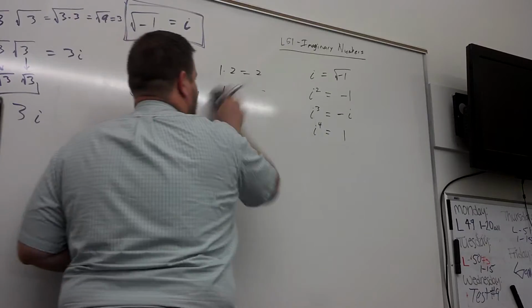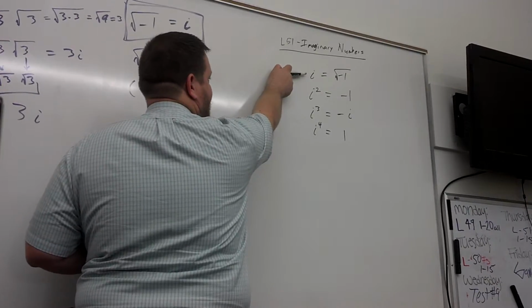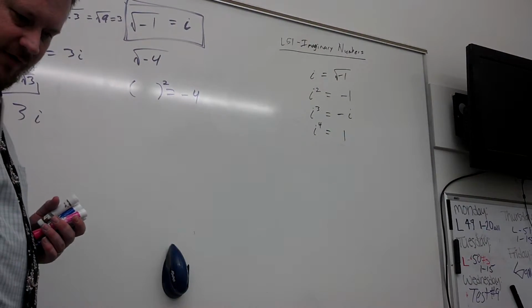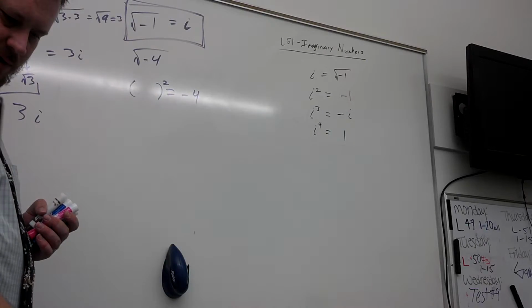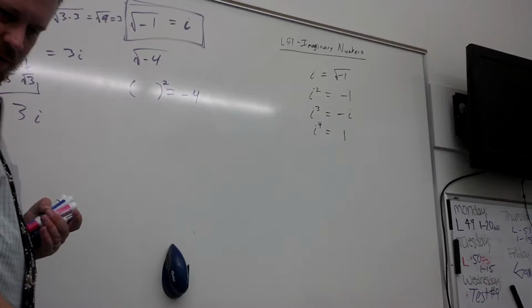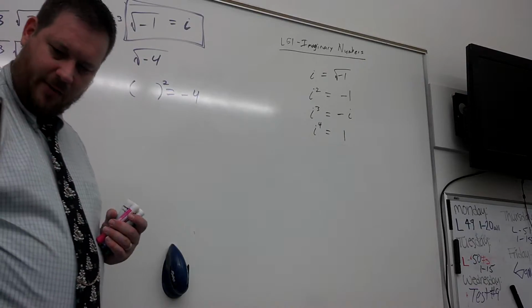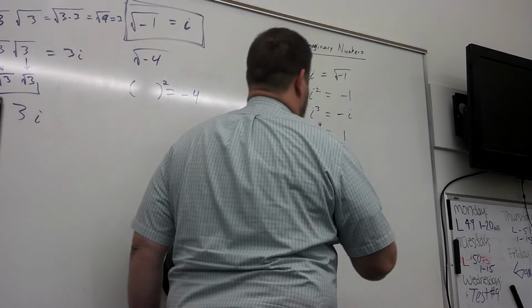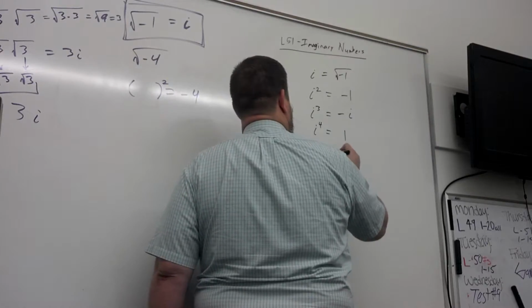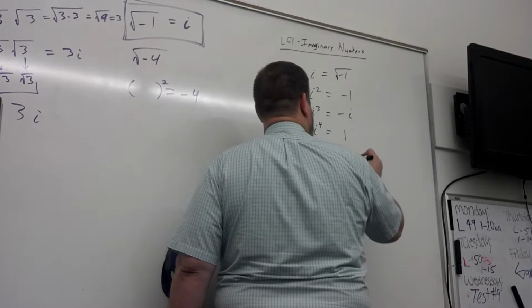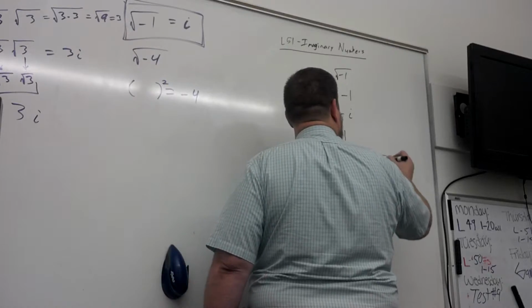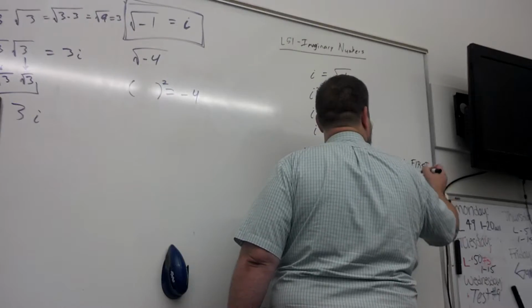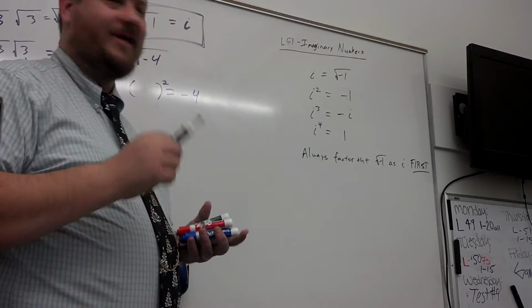All right, this is the main idea. These three things come from that. And there's one other thing, a couple other things you need to know. I'll go ahead and tell you this now so you have it written down. Always factor out i first. Always factor out the square root of negative 1 as i first.